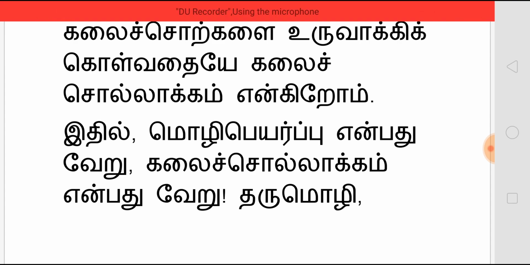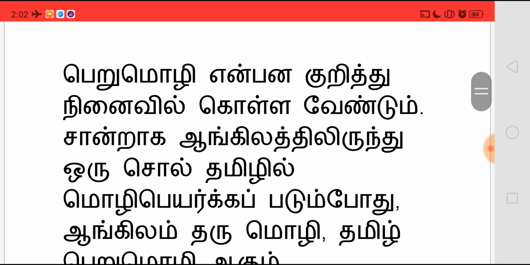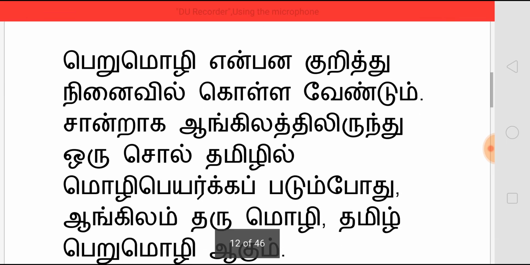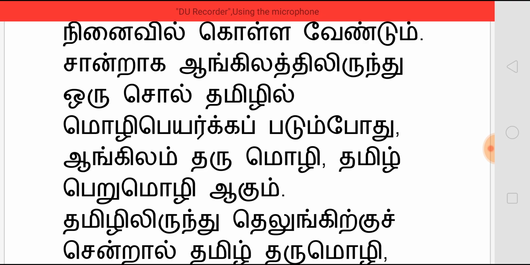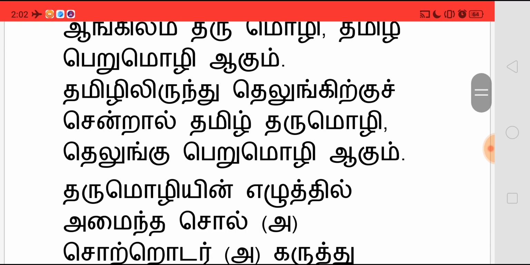Now translation, that is மொழிபெயர்ப்பு, and Kalai Sollakam, creating new words, are totally different. Now one will be Tarumori, another one will be Perumori. This we have to remember clearly. Suppose we are creating a new word in Tamil from English. Then the English word is Tarumori and the word which we are creating in Tamil is Perumori. Suppose from Tamil they are creating a new word in Telugu for that product or for that invention. Then the Tamil word is the Tarumori and the Telugu word is the Perumori.